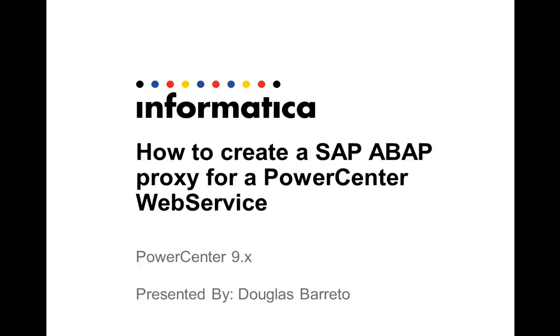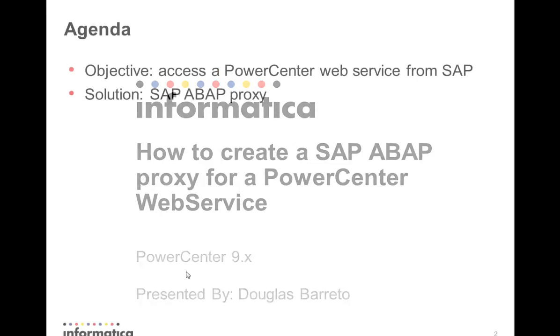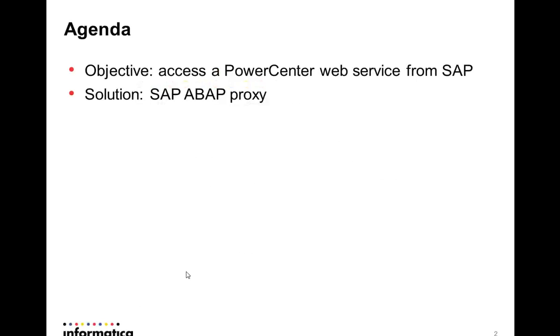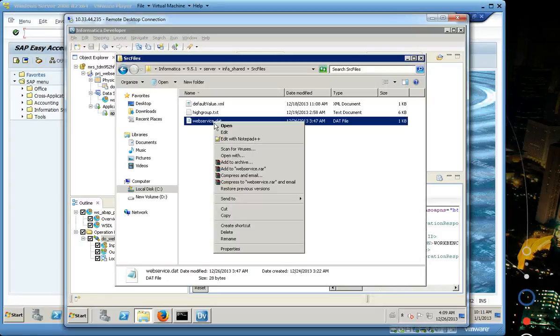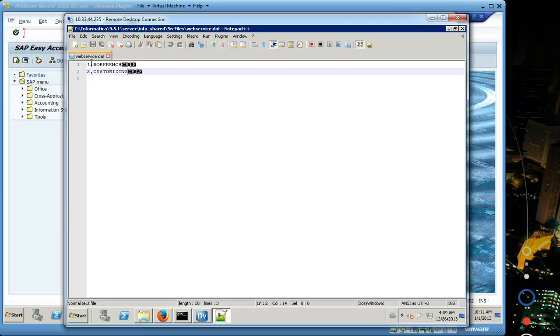ABAP proxy for a PowerCenter web service. The objective is to access a PowerCenter web service from SAP, and the solution is to use a SAP ABAP proxy class. Just as an example, I have a small flat file with two options.